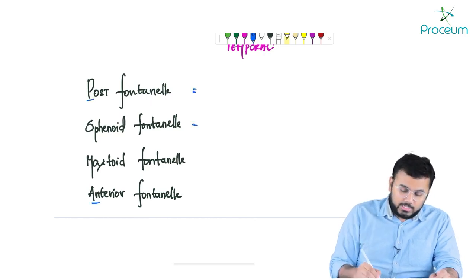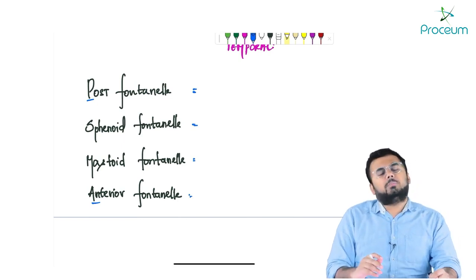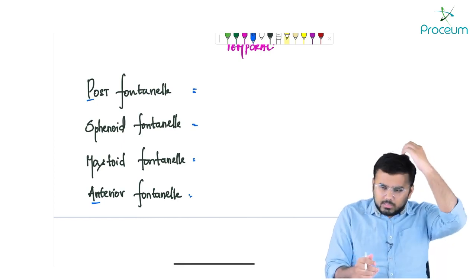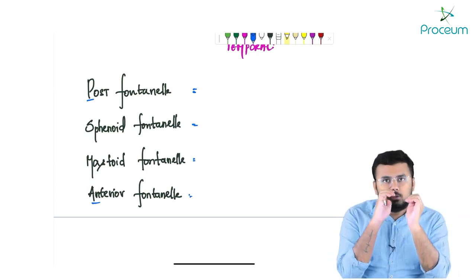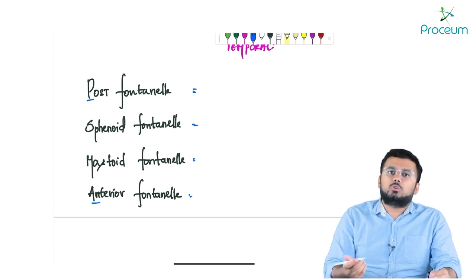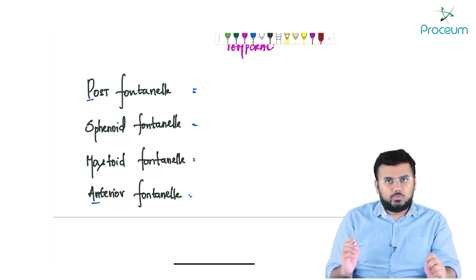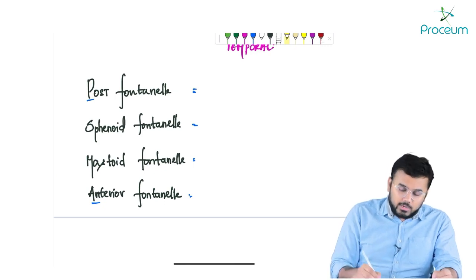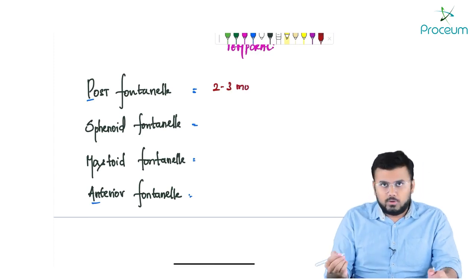So let us see when these fontanelles close. Immediately after the baby's birth, guys, when you press the region here, it will be soft. Why? Because the sutures are not yet closed, there are fontanelles. These fontanelles close at a specific time period. At what time period will they close? First, the posterior fontanelle closes at 2 to 3 months of age after birth.